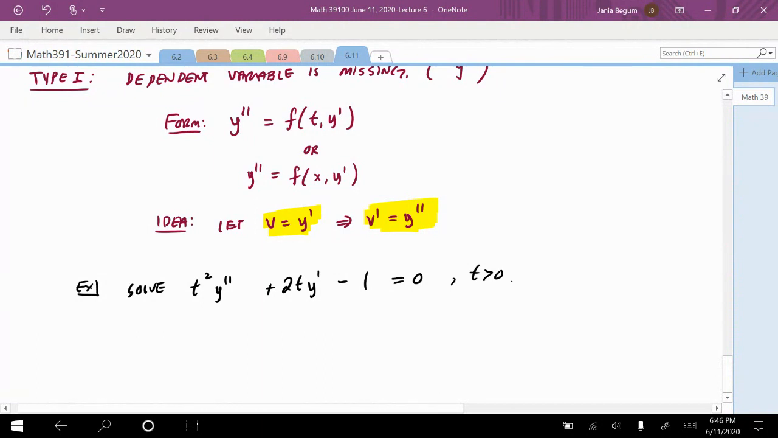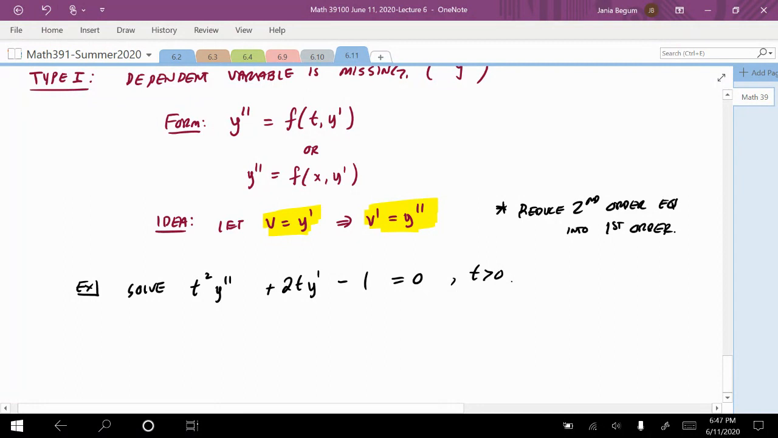Keep in mind, we're given a second order equation and we want to reduce it to a first order. That's what we call the reduction of order. So we want to reduce a second order equation into first order. That's what this substitution will do for us.